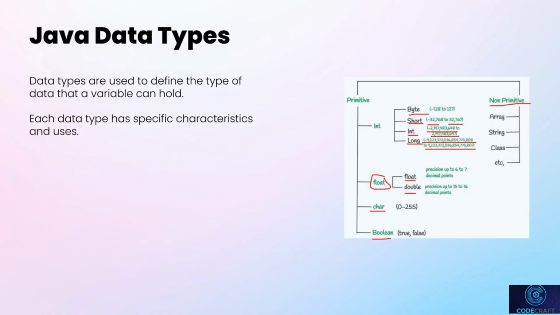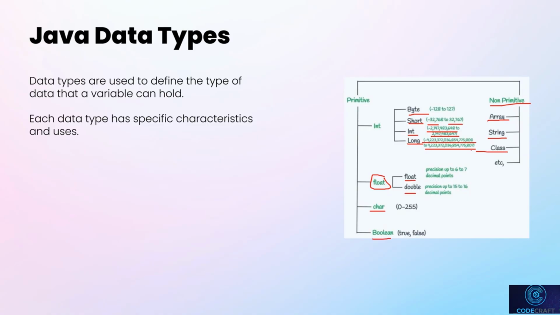Examples of reference data types include array, which is used to store multiple values of the same type in a single variable. String. This data type is used to store a sequence of characters, which is a text. It's a commonly used class in Java.